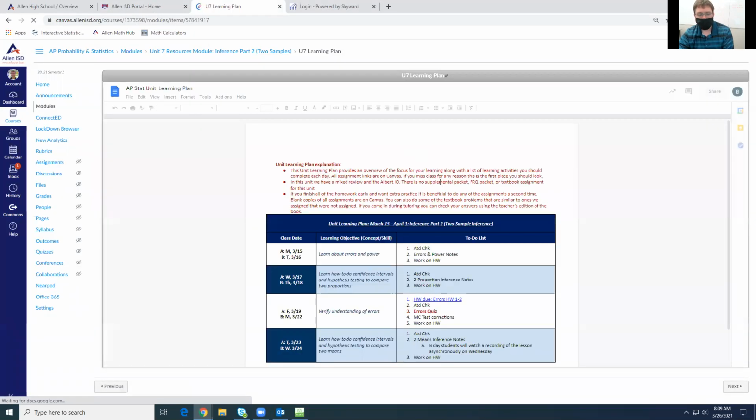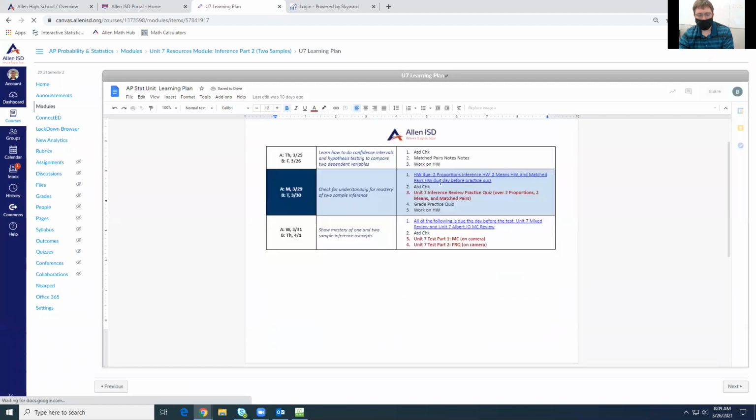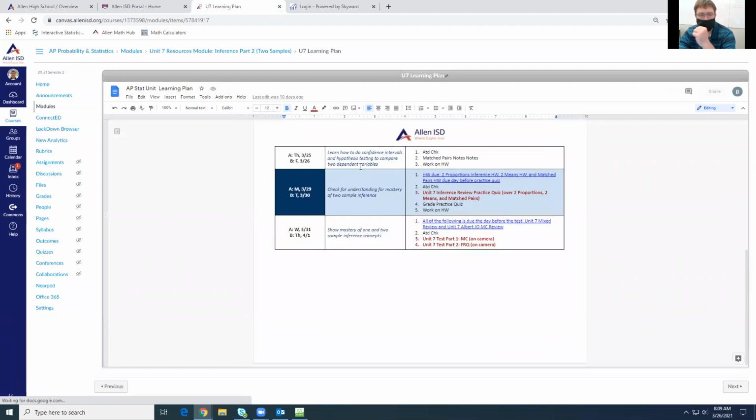All right, so learning plan for Monday through the rest of whatever. Monday is the 29th and the 30th is the Tuesday. If you haven't completed your 2 proportions with means homework, your 2 means regular homework, and your matched pairs homework that we just started, it'll be the day before your quiz. Looking at the setup here, it's a practice quiz, so it's not going to be that big a deal.